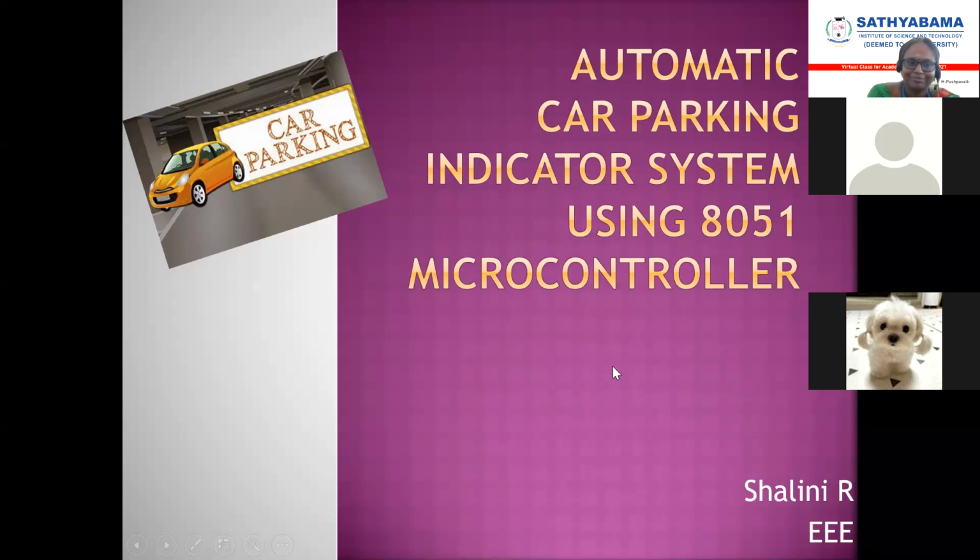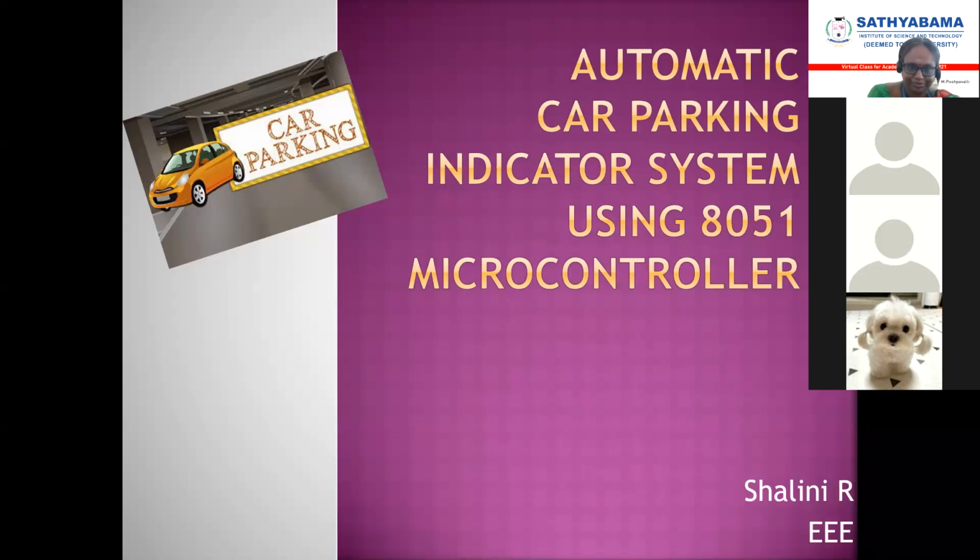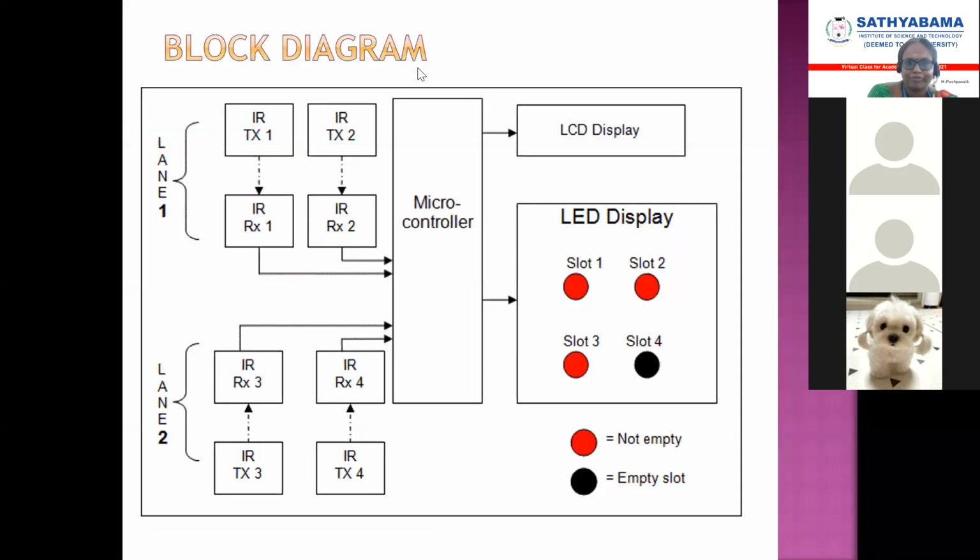I will talk about the automatic car parking indicating system using the 8051 microcontroller. This is the block diagram. We monitor 4 car parking slots. Red color means the slot is not empty and black color means the slot is empty.